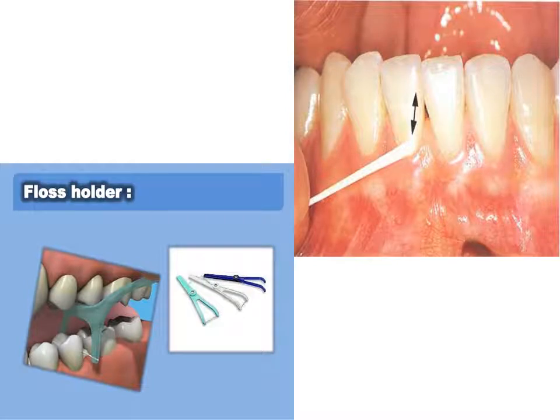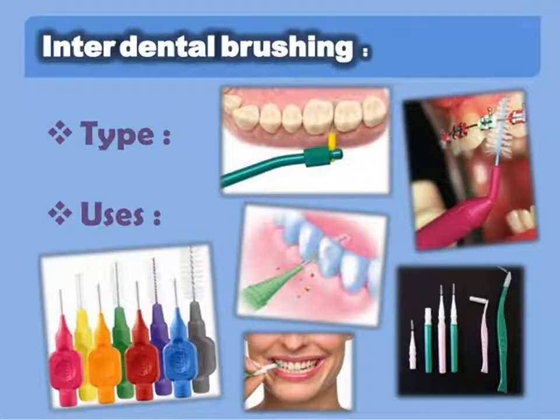Dental floss also can be provided with a holder. Interdental brushing, as we see in the pictures, the interdental brushing can be used in case of the spacing between teeth or in case of wearing orthodontic appliance.